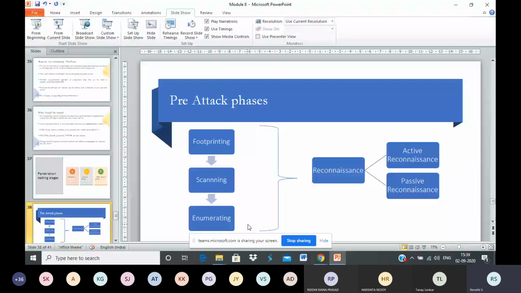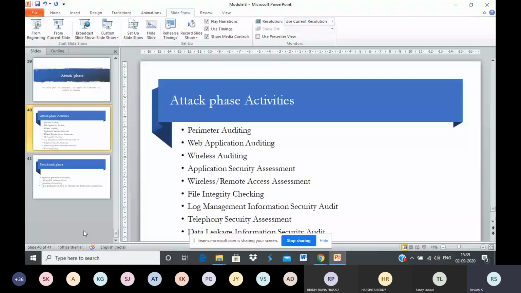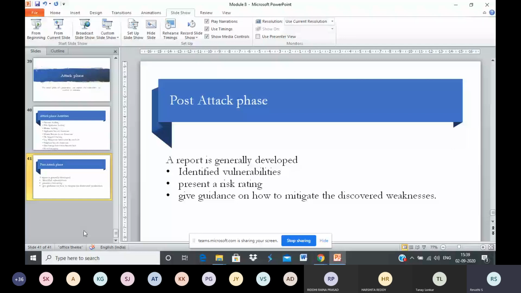So this is the pre-attack phase. In the pre-attack phase: footprinting, scanning and enumerating. So you are just getting ready to perform the attack now. Okay, and next is the attack phase. I have to tell a lot in the attack phase. So I will go to the post-attack phase first, then I will come to the attack phase.